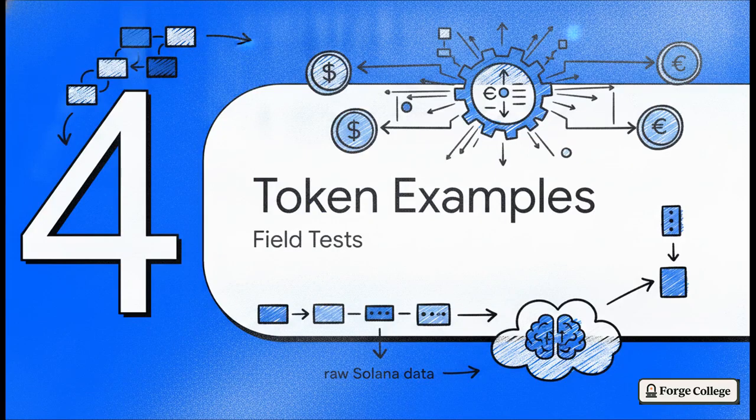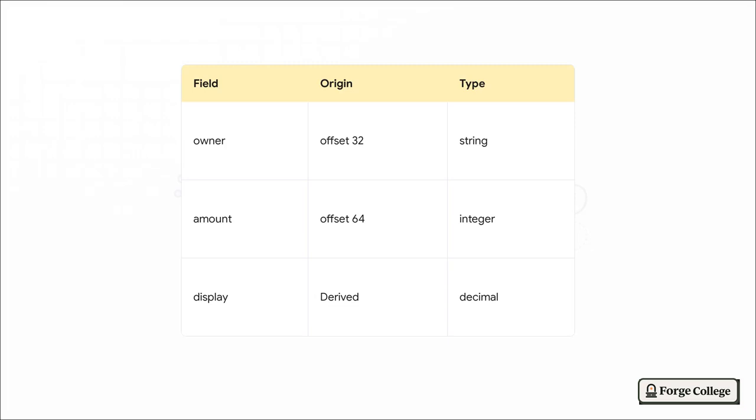Section 4, real-world token examples, field tests. Let's test these theories with a real-world application, just like the practical exercises you'd build in our advanced Web3 programs at Forge College. We're going to map out an SPL token account and then a hypothetical custom order book, just to see exactly how these schemas work in practice.